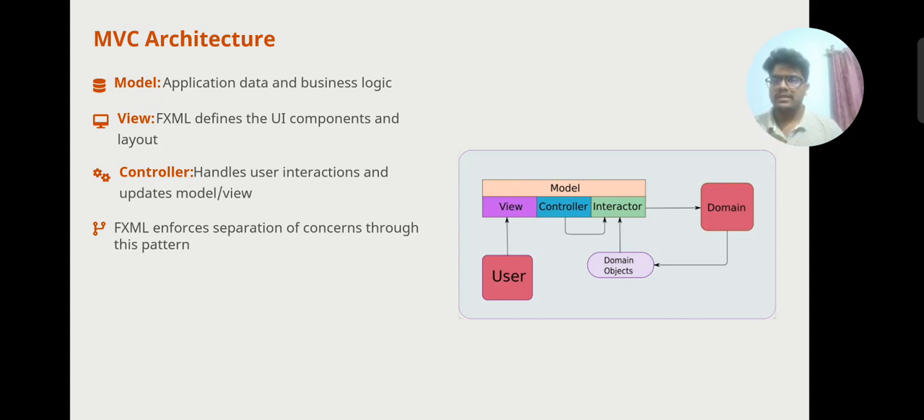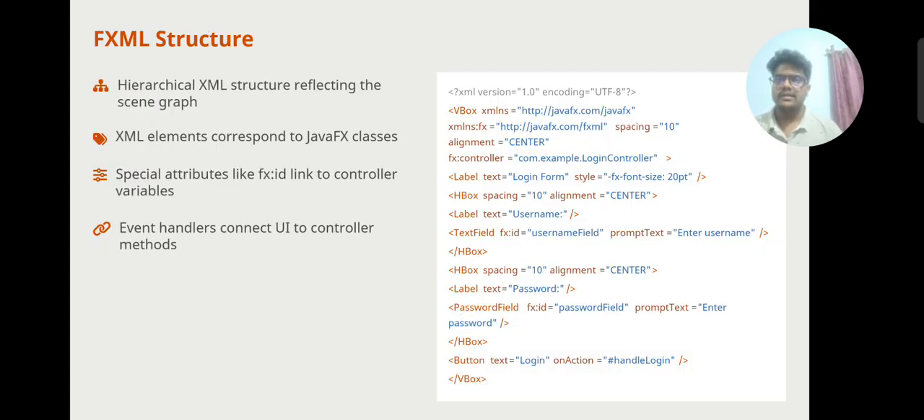Now we'll see the FXML structure. It uses a hierarchy of XML tags that reflects the structure of the JavaFX scene graph. Each tag corresponds to a JavaFX class like VBox, HBox, Label, TextField, and so on. The fx:id attribute connects UI components to controller variables. There are also event handlers like onAction equals handleLogin.